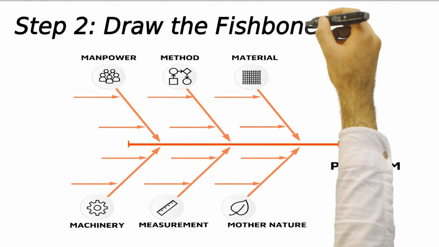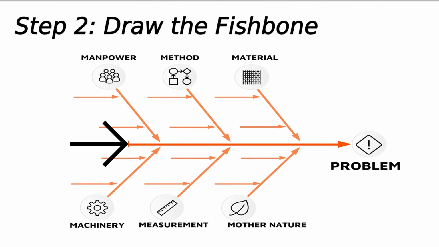Step 2. Draw the fishbone. Draw a horizontal arrow across your whiteboard, like this. This arrow represents the backbone of our fish.